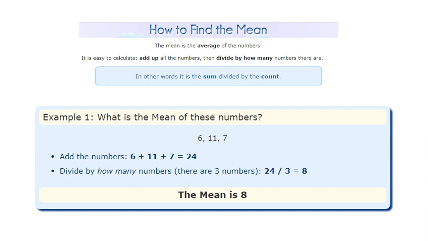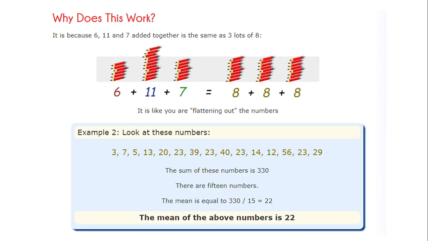So example 1. What is the mean of these numbers? 6, 11 and 7. The first step is you add all the numbers up. So 6, 11 and 7 added together makes 24. And then you divide that total by how many numbers there were to start with. There were 3 numbers, so you divide 24 by 3. And then you get the answer of 8. So the mean is 8. Why does that work? It's because 6, 11 and 7 added together is the same as 3 lots of 8. It's like you're flattening the numbers out, really. That's one way to look at it.